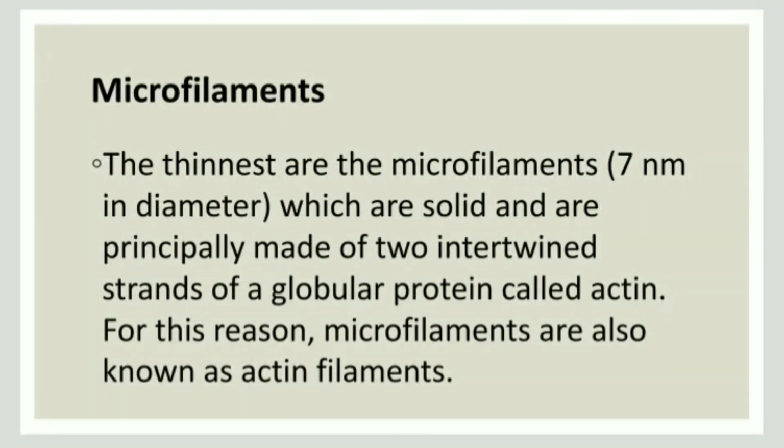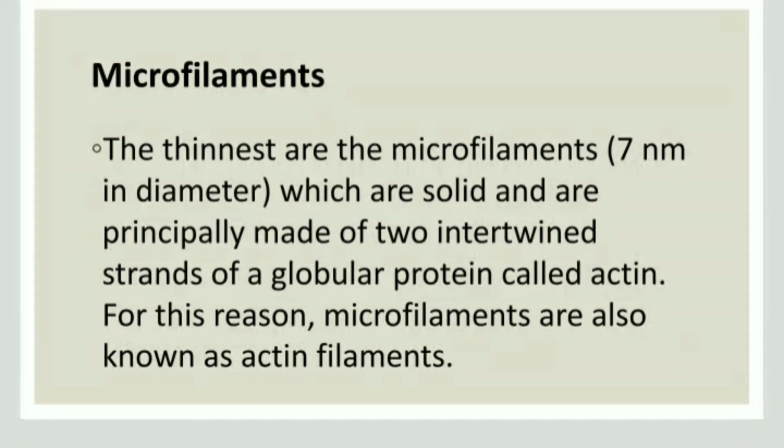Next, we will discuss microfilaments. Microfilaments are the thinnest, and their diameter is 7 nanometers. Compared to microtubules, microfilaments are thinner, whereas microtubules are thicker. These microfilaments are solid and are made up of two intertwined strands of actin. So these microfilaments are also known as actin filaments.